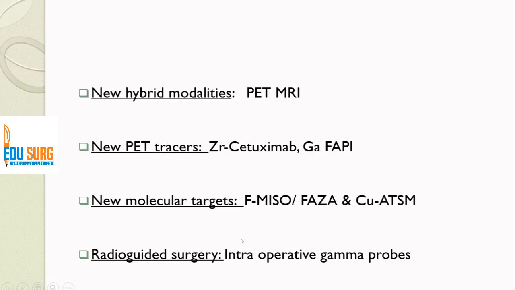modality is radio-guided surgery, in which intraoperative gamma probes are tuned for picking up radioisotopes labeled with PET molecules like FDG to detect small, sub-centimeter size lesions in the liver or the lymph nodes.